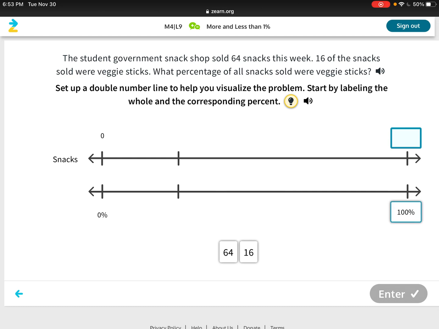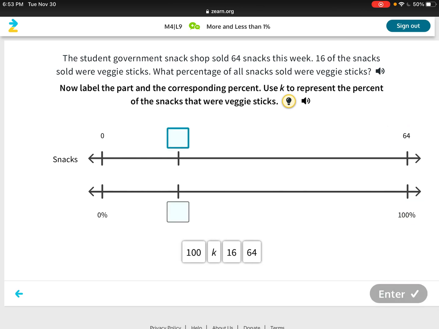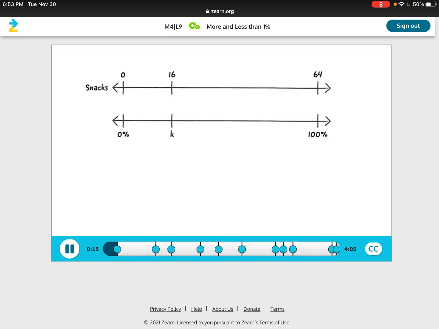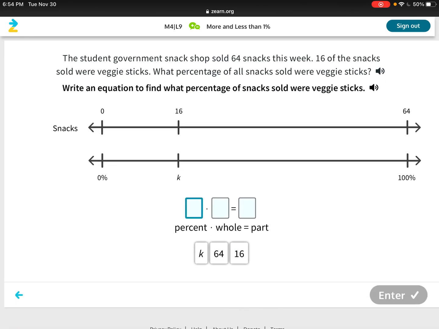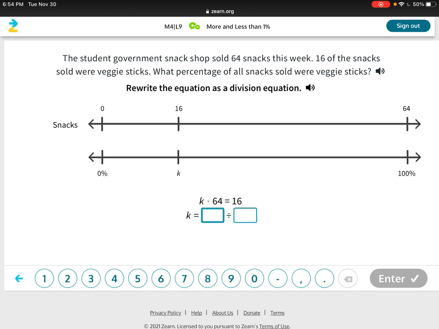Percent goes down here, like you see 0%, you're going to put the percent across from it. Your total amount sold is the whole amount on the top, so 64. We know it was 16, but we don't know what percentage 16 is, so that's why we use K. You can see this equation right here, percent times whole equals part, will get you through so many of these lessons. So percent, we don't know. We do know that the whole was 64, and we know that part of it was 16.